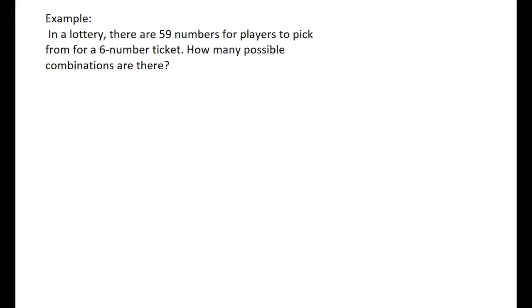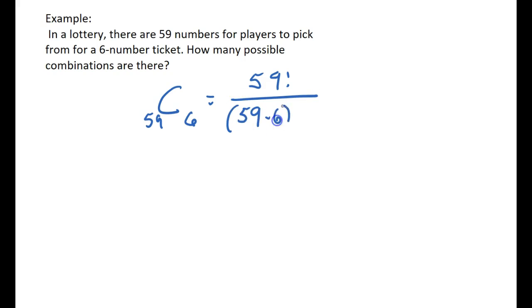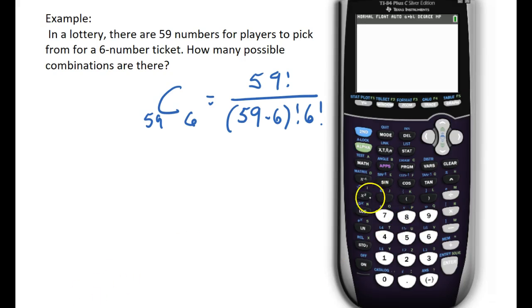Okay, so here's an example. In a lottery, there are 59 numbers for players to pick from for a 6-number ticket. And in this lottery, the order of the numbers does not matter for you to win. So how many possible combinations are there? So we're doing 59 choose 6. Okay, so that's 59 factorial over 59 minus 6 factorial times 6 factorial. I'm going to use my calculator here. So I'm going to go alpha F2, choose number 8, put 59 in there, and 6 right there.